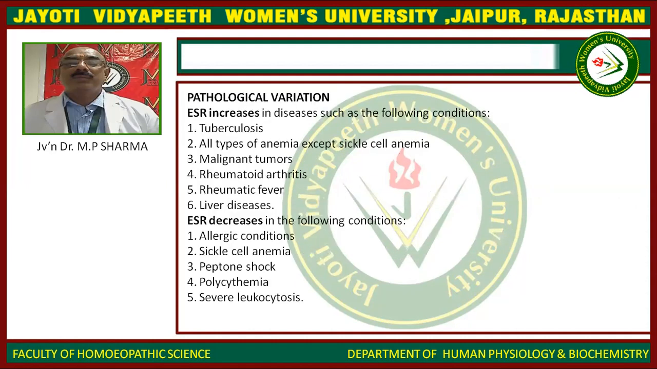Now, pathological variations. ESR increases in diseases such as tuberculosis, all types of anemia except sickle cell anemia, malignant tumors, rheumatoid arthritis, rheumatic fever, liver diseases, whereas ESR decreases in allergic conditions, sickle cell anemia, peptone shock, polycythemia, severe leukocytosis.